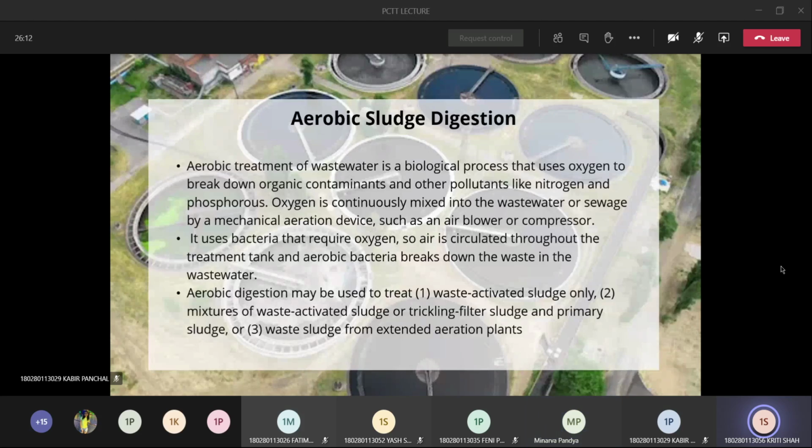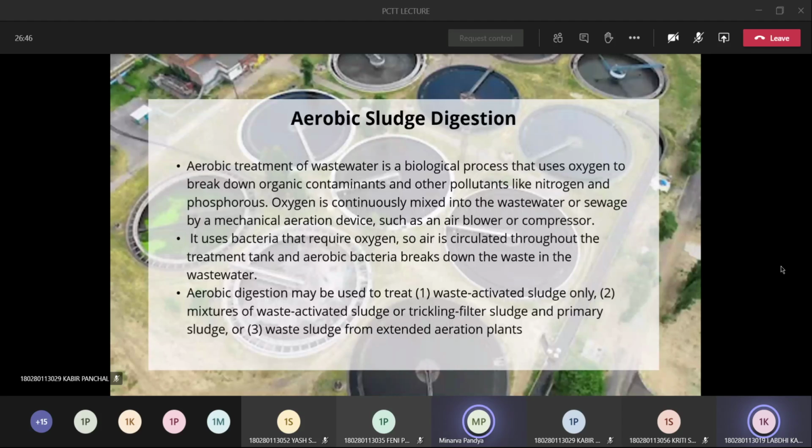Yes, so basically, since Kriti already explained, there are two types of sludge digestion, aerobic sludge digestion and anaerobic sludge digestion. I'll give you a brief about what aerobic sludge digestion exactly means. Aerobic treatment of wastewater is a biological process that uses oxygen to break down organic contaminants and other pollutants like nitrogen and phosphorus. Basically, oxygen is continuously mixed into the wastewater or sewage present by any mechanical aeration device, for example, air blower or a compressor.